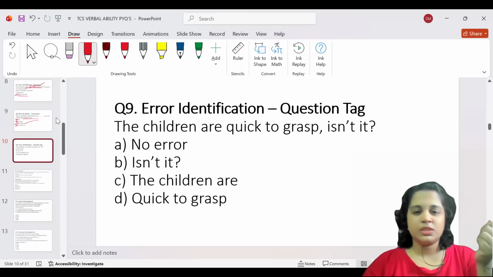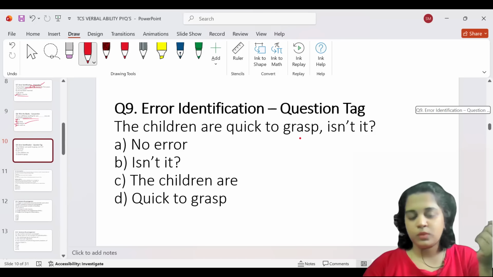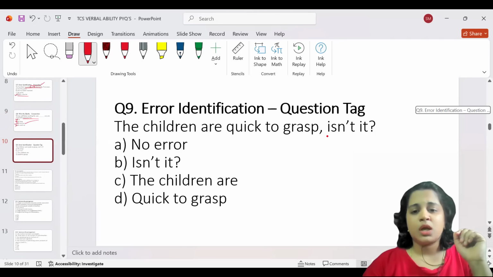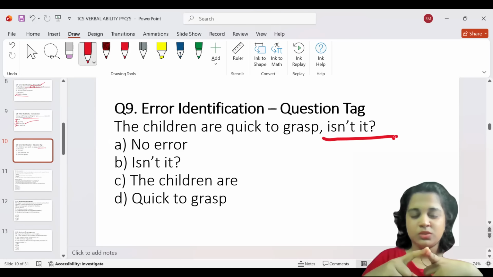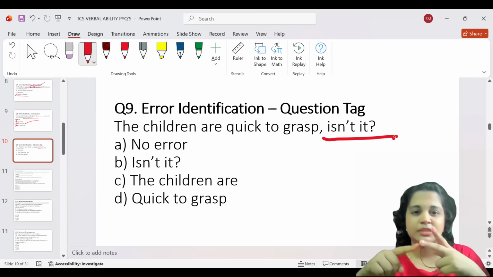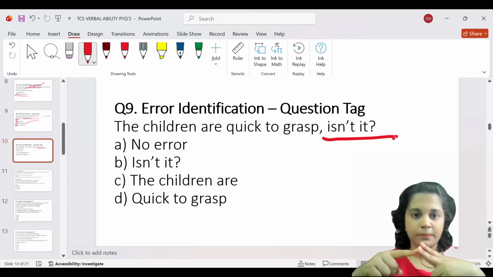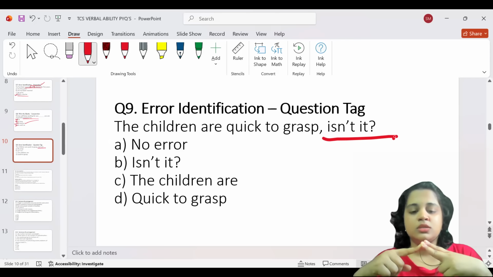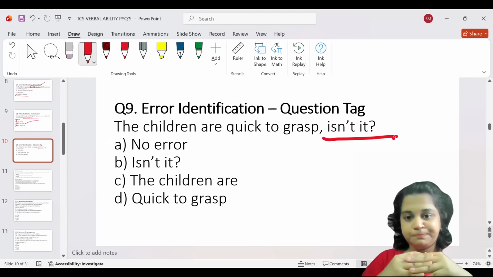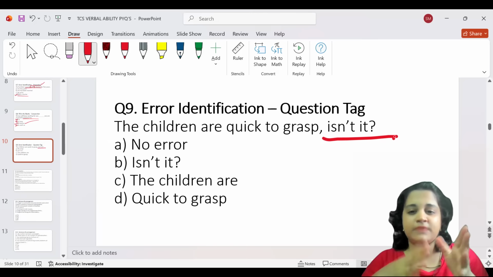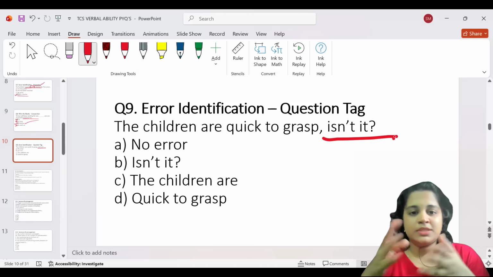These are all very easy ones. You can easily clear these kinds of questions. An identification, and this one is from question tags. The children are quick to grasp, isn't it? So what is the most common rule in question tags? A positive question has a negative tag and a negative question has a positive tag. Right. And how is the tag formed? How is the question tag formed? It's usually the verb that forms your tag along with the question.